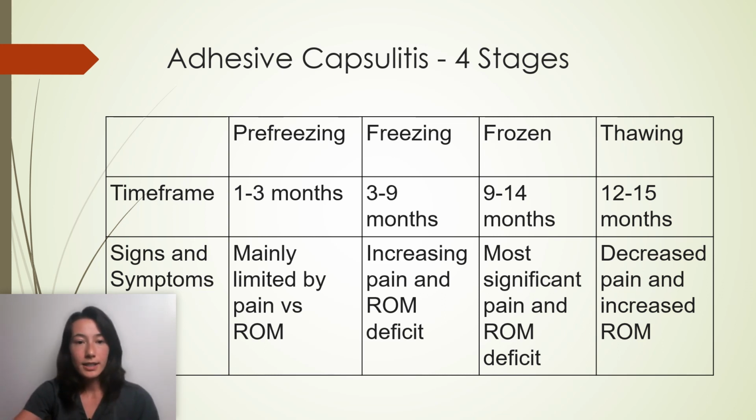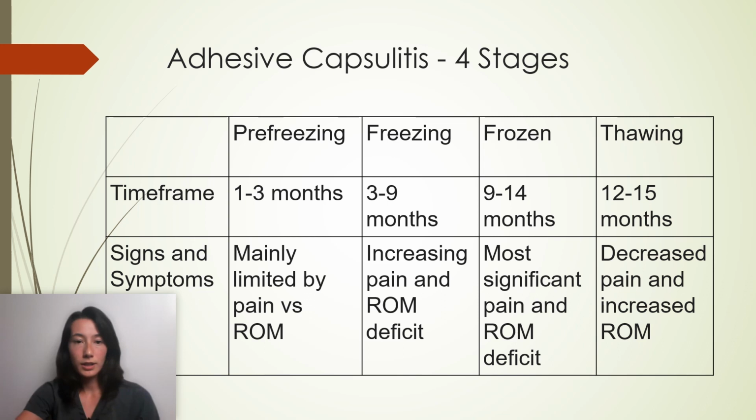Let's go on to signs and symptoms. These can change gradually as the condition progresses. In the pre-freezing phase, your patient's primary complaint may be more of pain rather than a noticeable limitation in range of motion, since the effect of the fibrotic changes that we expect with this diagnosis in the capsule has not yet come into play.